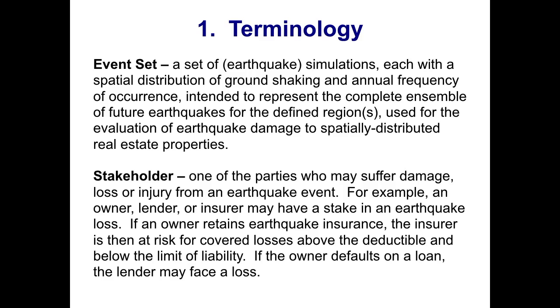So next is stakeholder. That's one of the parties who may suffer damage, loss, or injury from an earthquake event. For example, an owner, lender, or insurer may have a stake in an earthquake loss. If the owner retains earthquake insurance, then the insurer is at risk for covered losses when an earthquake occurs and causes losses above deductible but below the limit of liability. If the owner defaults on a loan, then of course a lender may be involved through foreclosure.